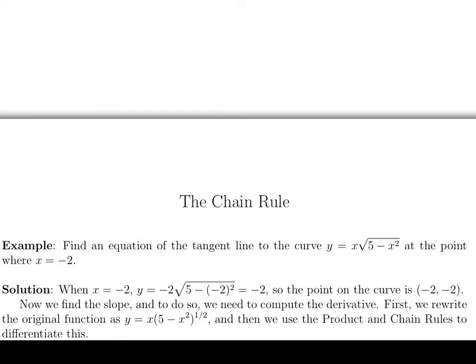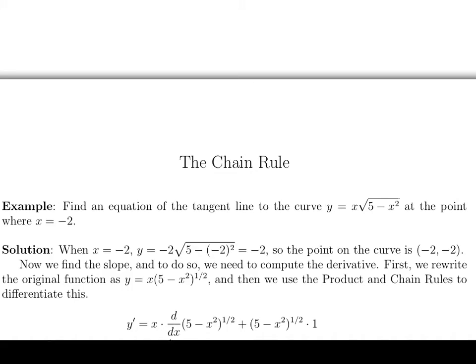Now we're going to find the slope, and to do that, we need to compute a derivative. Let's rewrite the original function. Instead of a square root, we'll write it as a 1/2 power. Now we're going to use the product and chain rules to differentiate this. The first thing we have to use is the product rule, because this is x times (5 minus x squared) to the 1/2 power. The chain rule will come up later.